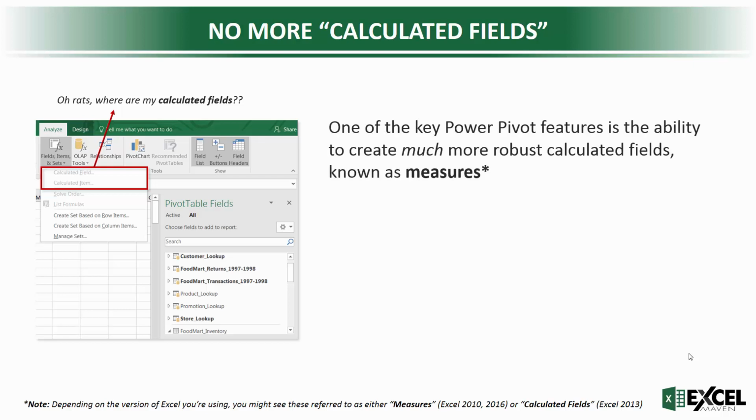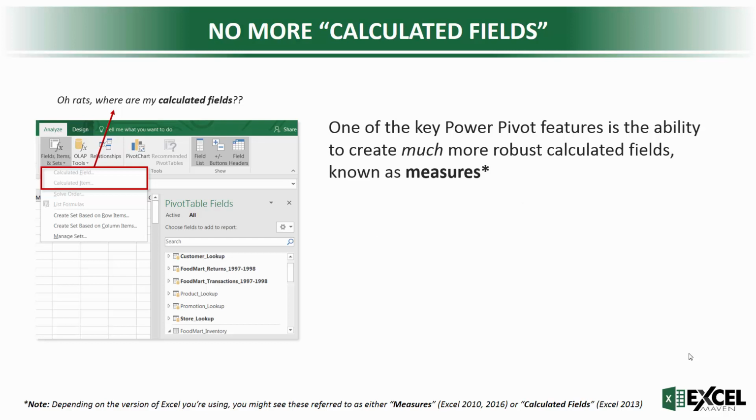But here's the thing. One of the key features of Power Pivot is this ability to create much more robust calculated fields that we're going to call measures. Now, I've got to caveat it here, another one of those annoying little naming things. If you're using Excel 2010 or 2016, you'll see these referred to as measures. In 2013, you might see them called calculated fields, which is super confusing, but just know that they're the same thing.